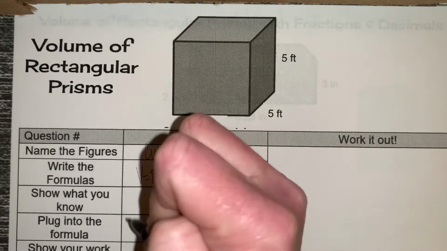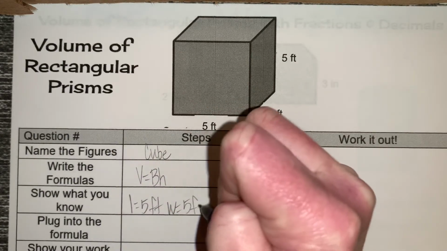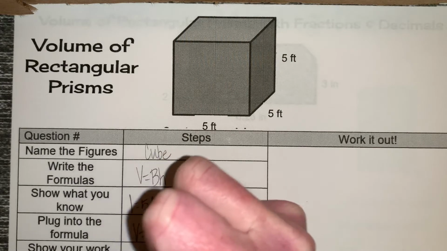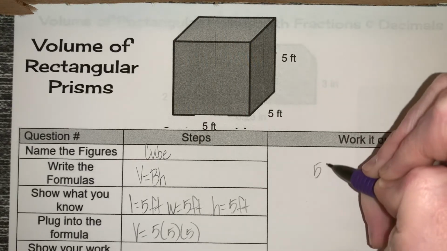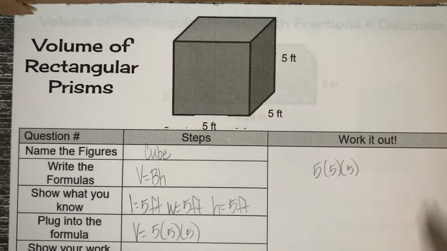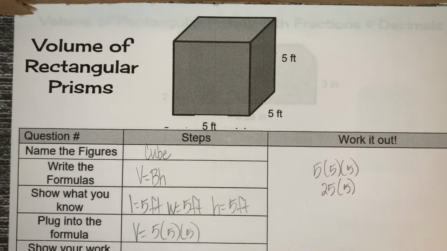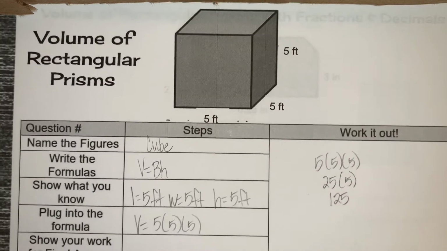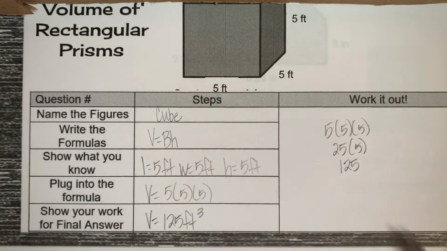Okay, so we know that the length is 5 feet. The width is also 5 feet. And the height is 5 feet. Plug it into the formula. 5 times 5 times 5. Work it out. 5 times 5 is 25. And 25 times 5 is 125. So the volume would be 125 feet cubed, or to the third power.